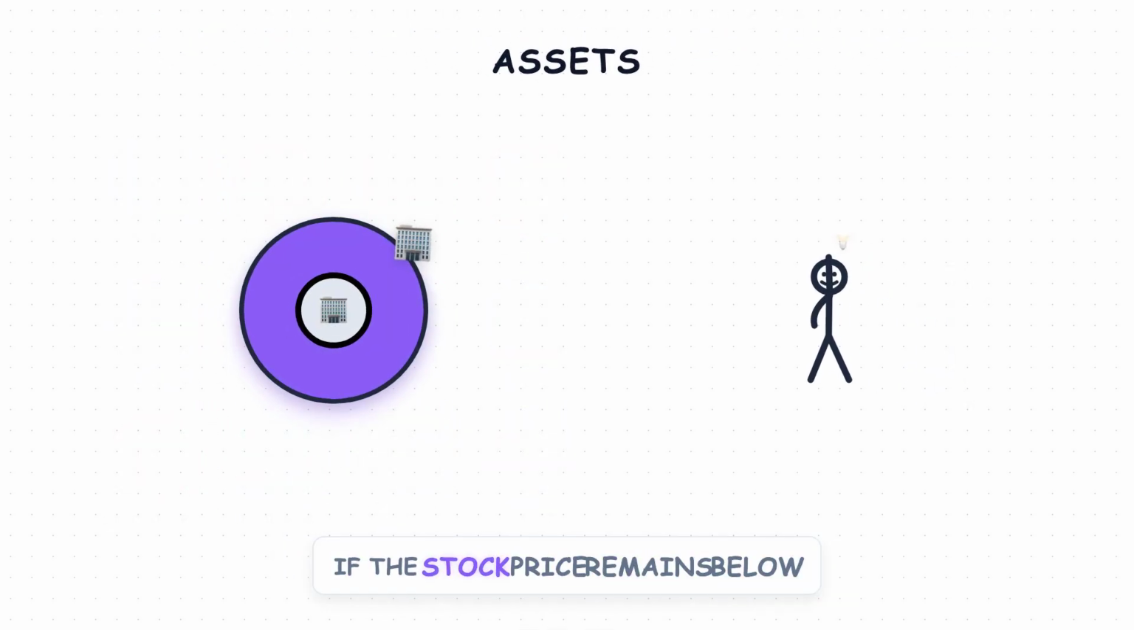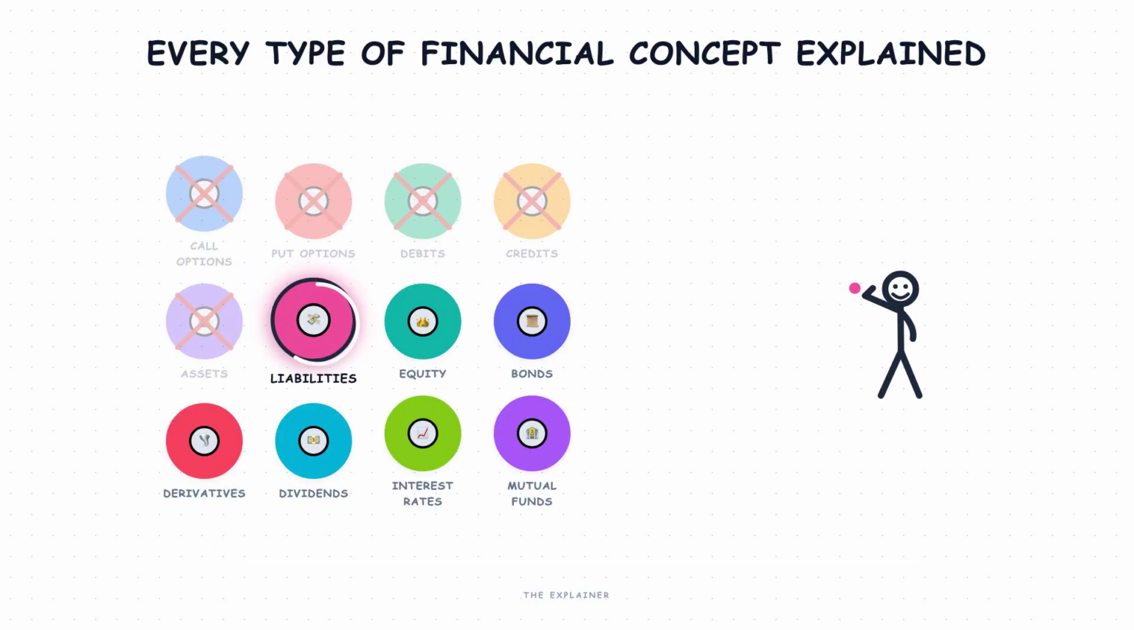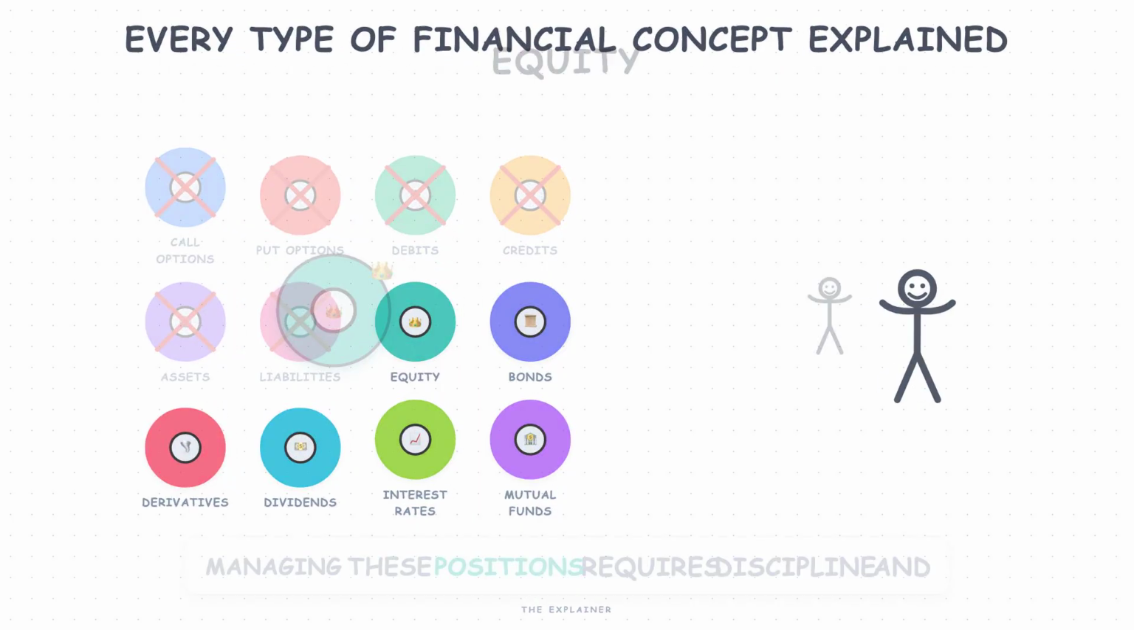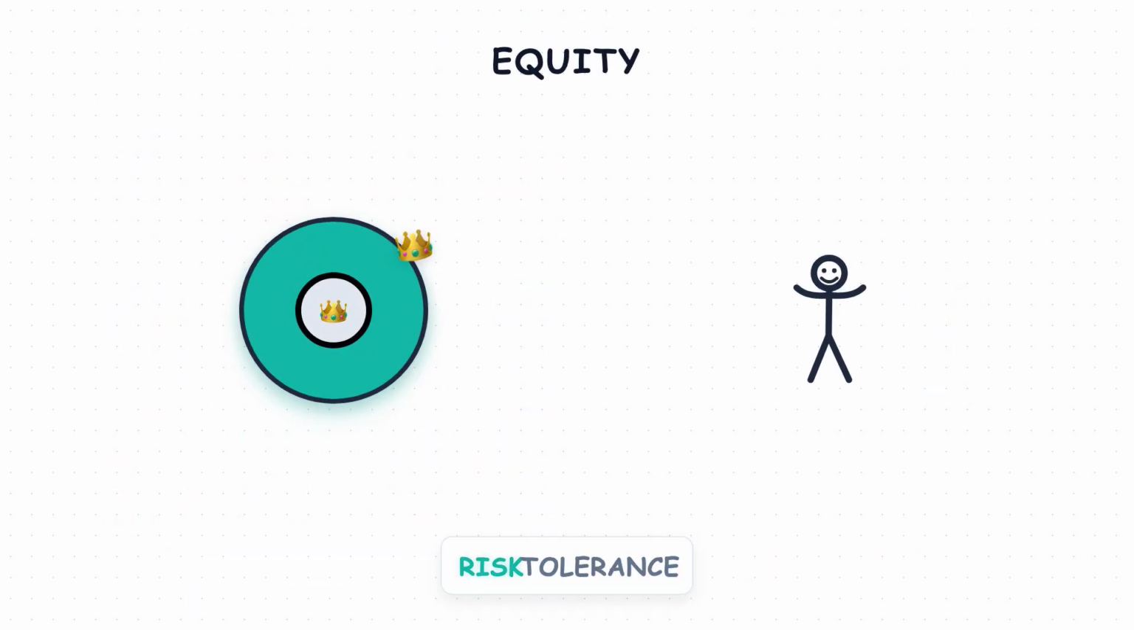However, if the stock price remains below the strike price at expiration, the option expires completely worthless. The investor loses the entire premium paid to purchase the option, demonstrating its high-risk nature. Managing these positions requires discipline and risk tolerance.